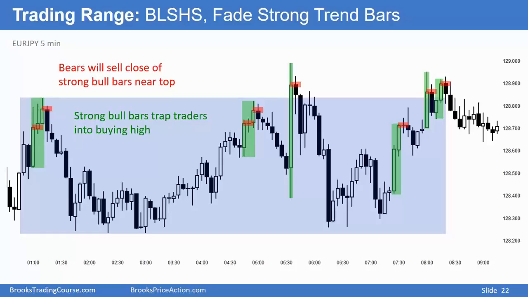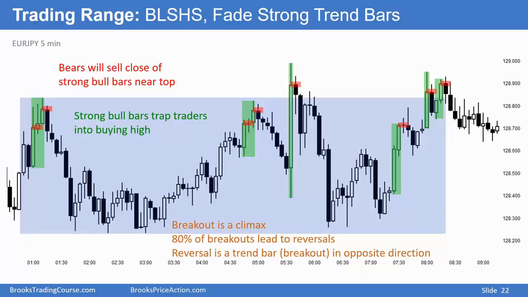Smart bears, when they start to see strong bull bars, big bull trend bars near the top of the range, they look to sell. They can either sell with stops on a reversal down, like below that bar, below this bar, or a lot of them will look at strong bull closes and sell the market. So as soon as that bar closes, they hit sell the market and they get filled on the open of the next bar.